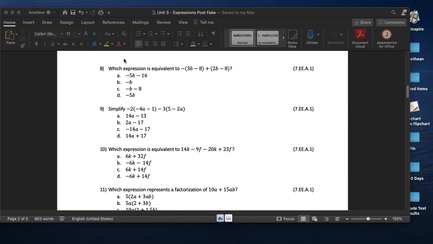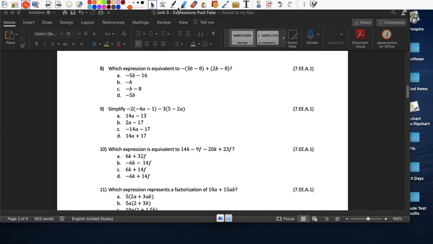8. Which expression is equivalent to, okay, so we have to simplify. So remember, there's a parenthesis, right? When there is no number, we're going to put a 1 in there and a 1 in here. Let's do the distributive property here too. -1 times 3 is -3b. And then -1 and -8 is +8. And this one is +1 times 2, which is 2. Right? Positive times a positive. And then positive times a negative is a negative, and 1 times 8 is 8.